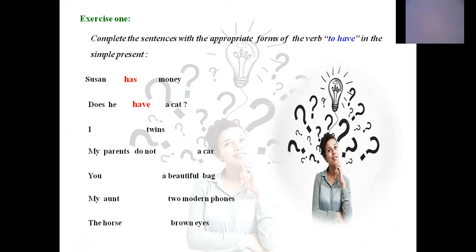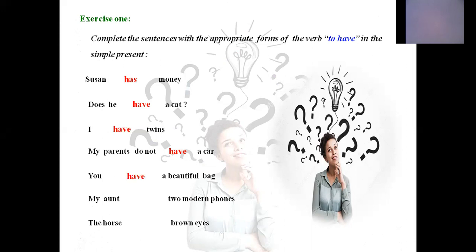The third one. I have twins. The fourth one. My parents don't have a car. Here is a negative form. And as we know, in a negative sentence we always use the verb to do. My parents don't have a car.